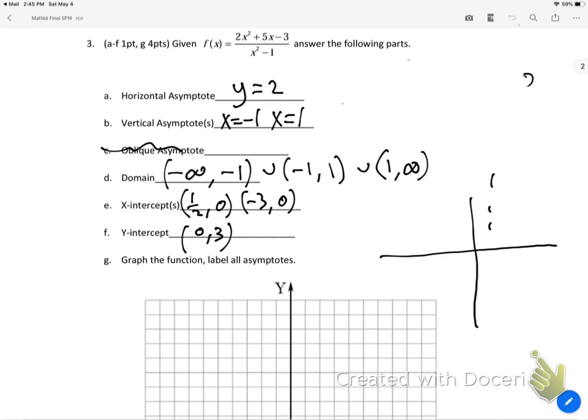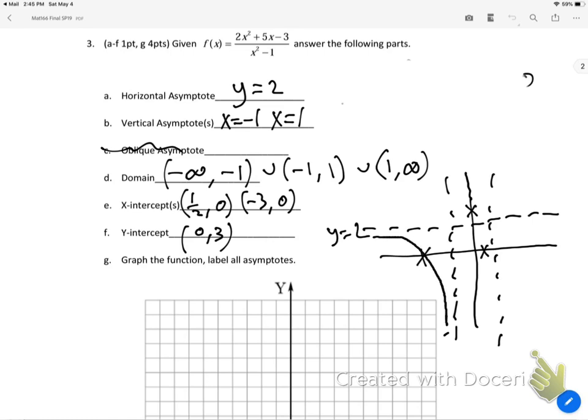So, vertical asymptotes at 1 and negative 1. Horizontal asymptote at 2. Okay, so y equals 2, x equals negative 1, x equals positive 1. Oh, what do we have? A y-intercept of 3, x-intercepts of 1/2, and negative 3. So this is probably what it's going to look like. It's going to go close to that asymptote, cross through the x-intercept, and close to that asymptote. There's probably going to be one over here. You can always check on your graphing calculator.